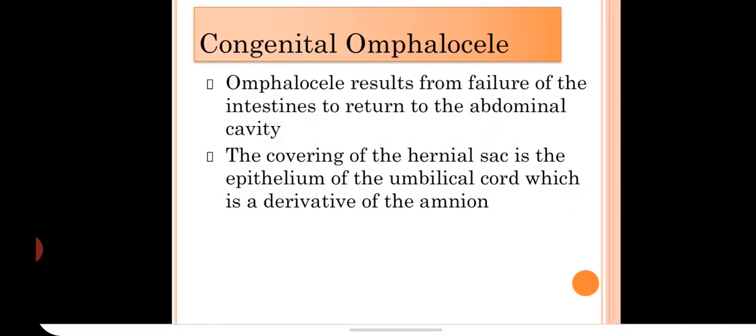One more abnormality of this midgut is the omphalocele. We told that the midgut stays in the extra-embryonic coelom for 5 weeks, from the 5th to the 10th week, and it returns at the end of the 10th week. But if it is not returning, the midgut loop will be lying outside this umbilical ring, and it will be covered by a layer of the amnion. That may be the congenital omphalocele.